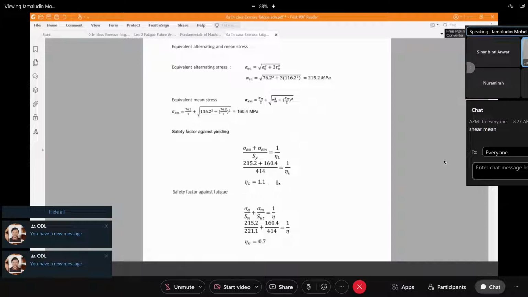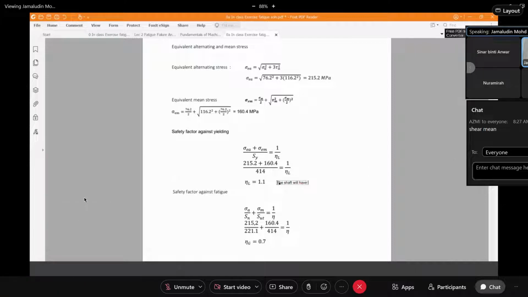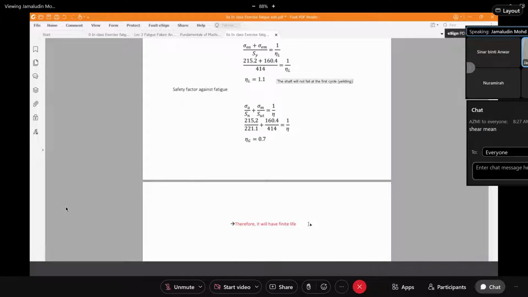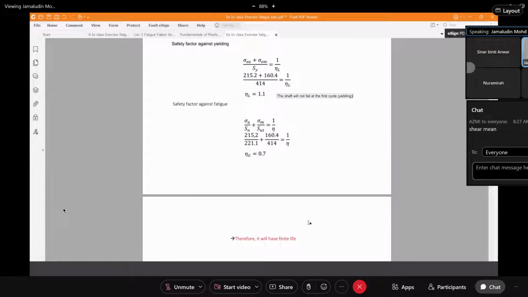That means it's okay. You should write a statement here. The shaft will not fail at the first cycle, or we call it yielding. Will not fail due to the yielding. It may not fail due to static. All right, and this one 0.7. You find out the shaft will have infinite life. That's it. That will be the solution.